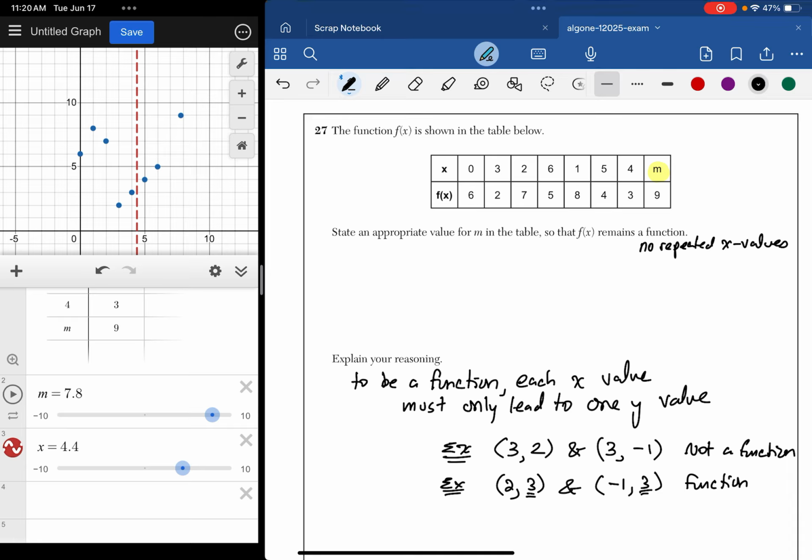All right, so I would say m can equal, what do I have it at here? I'll say 8. All right, so if it's going to be a function, you can't have any repeated x values, and that's what selecting a value like 8 as opposed to like a 5 or a 1 or a 2 or something like that would do for you.